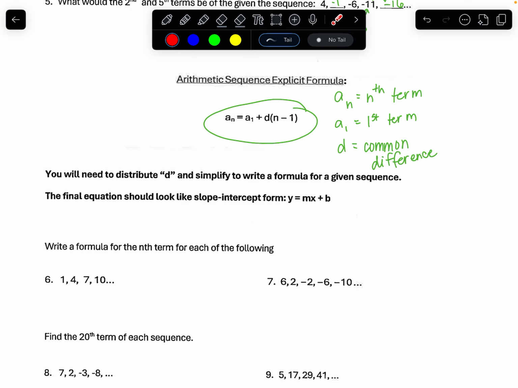We will need to simplify our explicit formula. What's kind of cool is that it will end up looking like the equation for slope-intercept form. So let's kind of see. We need to find our first term. We then need to find our common difference. So that takes a little extra work. So for number 6, we are adding 3 every single time because we always want to make sure that it's arithmetic. And that would be our common difference.